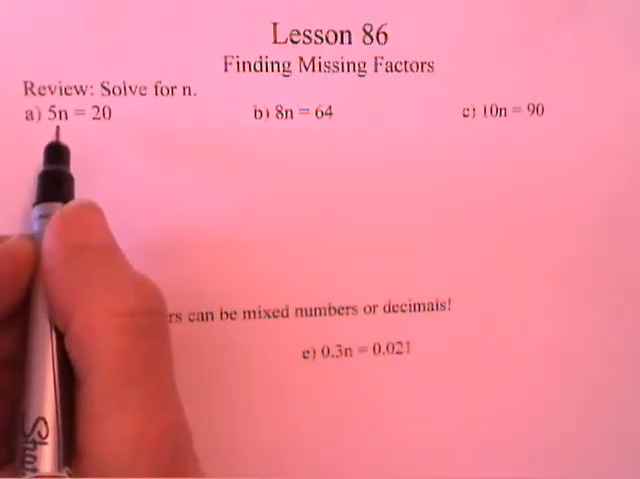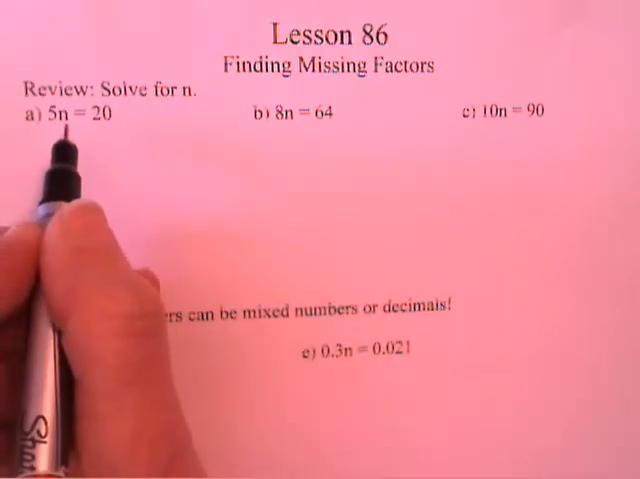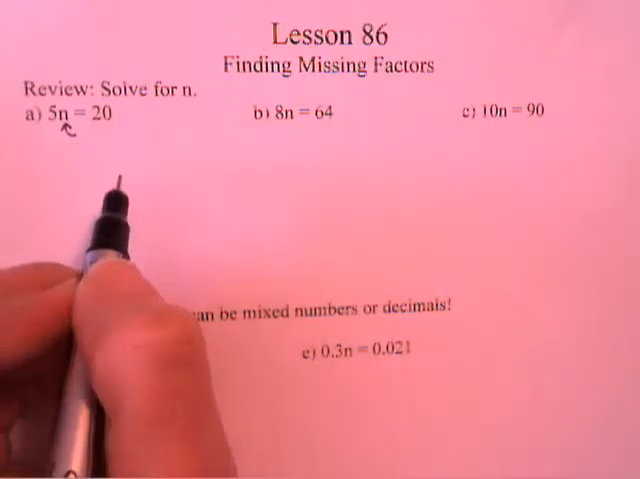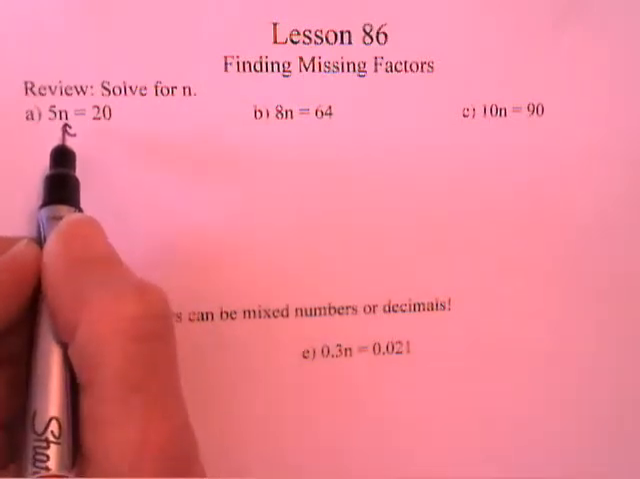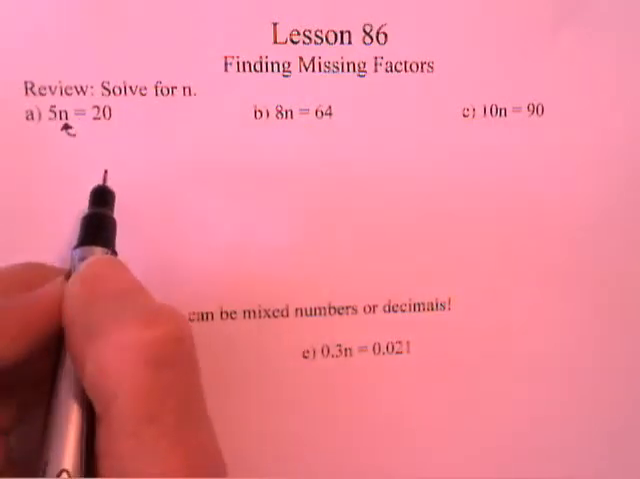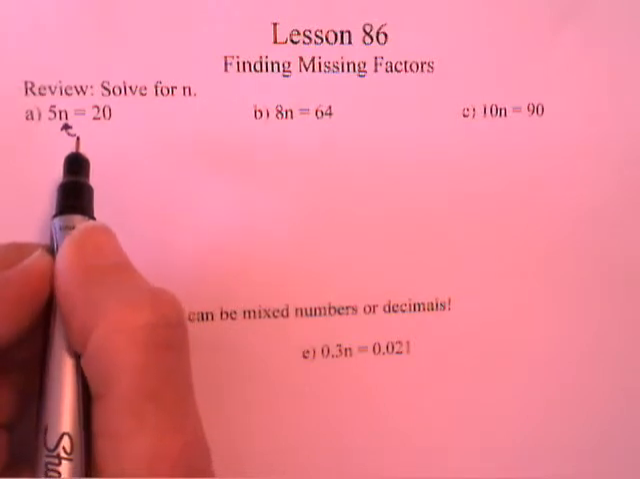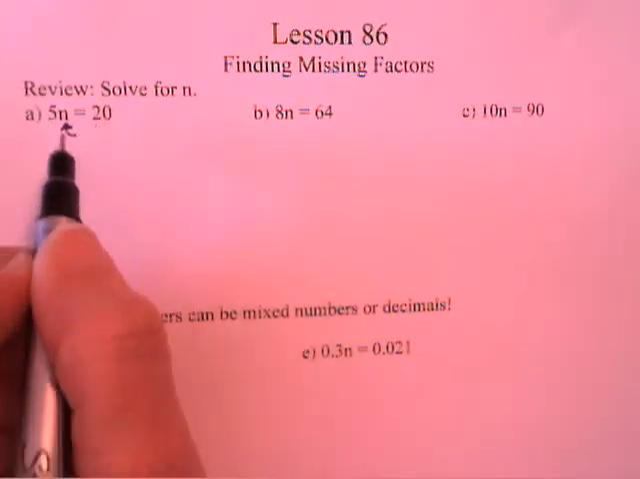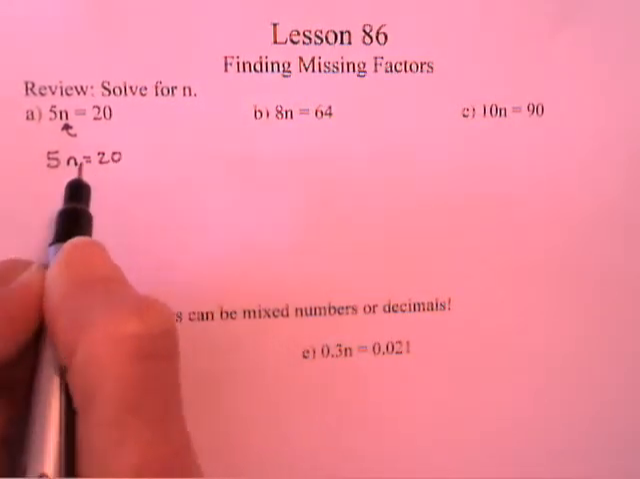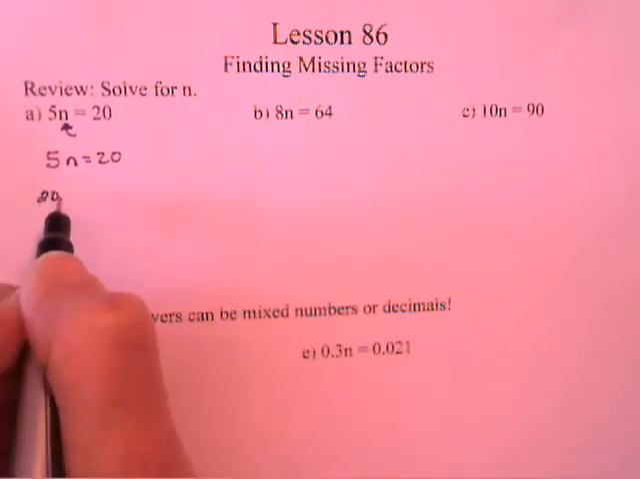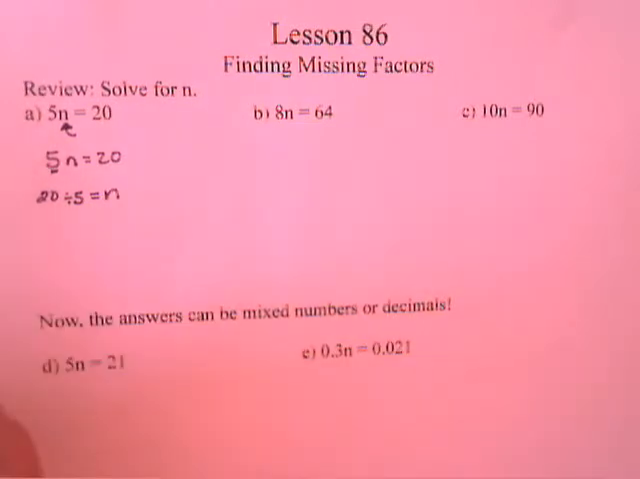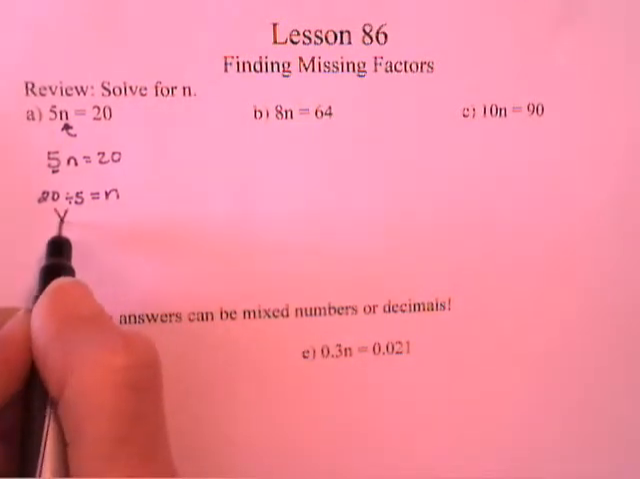This first one says 5n equals 20. So what we're trying to do is figure out what n is. And we know that 5 times n equals 20. Well, when you want to find a missing factor, which n is, because you multiply it by something to get to 20, all you have to do is take the 20 and divide it by the factor that you already have. So if 5n equals 20, you know that 20 divided by this 5 equals your n. Well, 20 divided by 5 is 4.